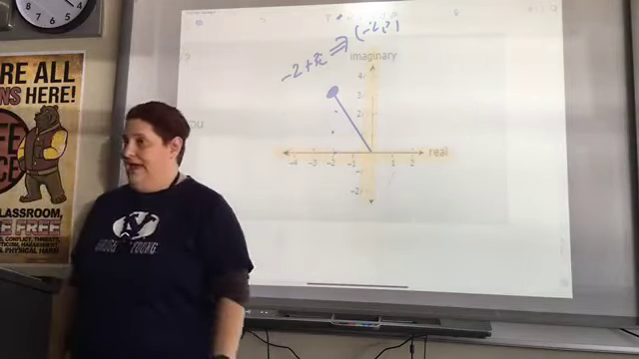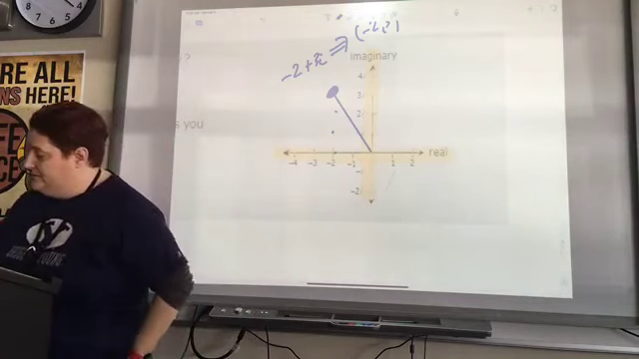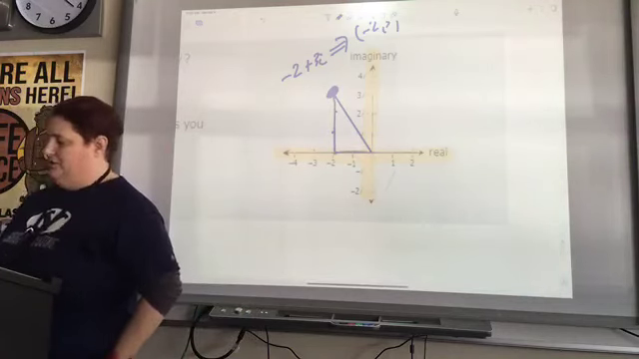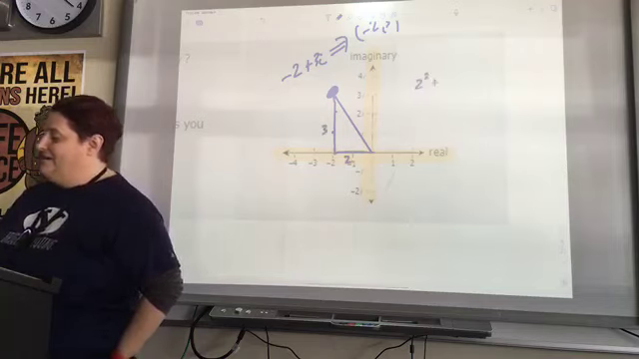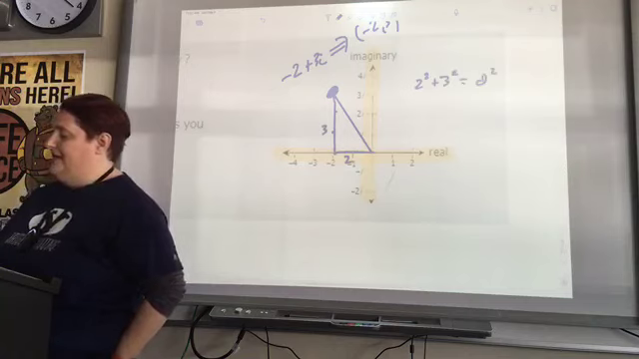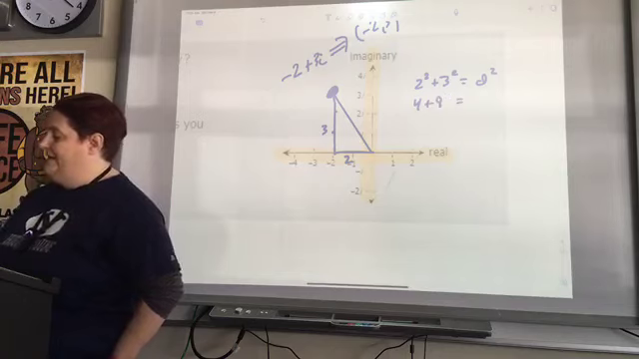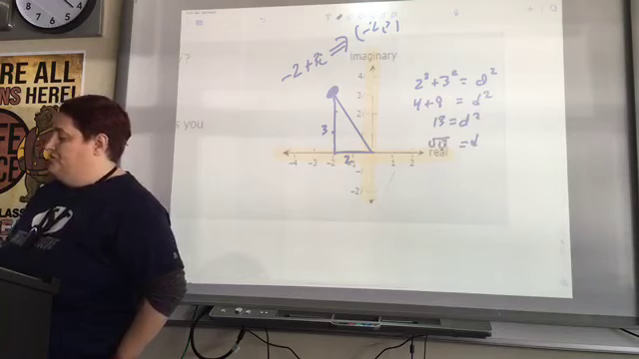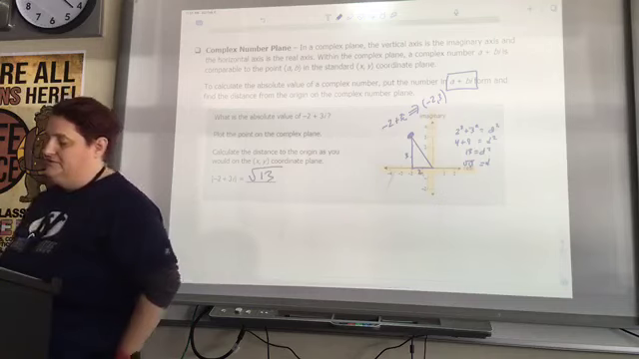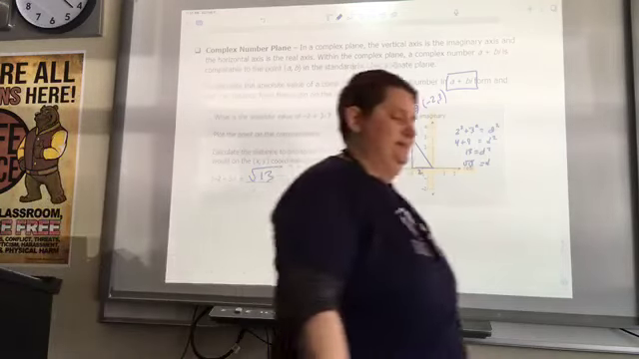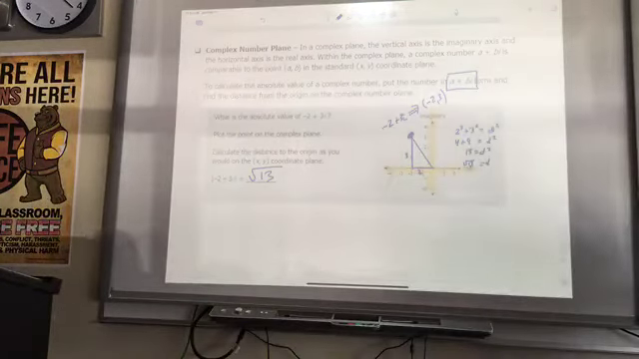And how can I find out how far that is? Well, could we make a triangle and do a little Pythagorean theorem? So a squared plus b squared equals that distance squared. So 4 plus 9 is distance squared. So it's the square root of 13. So if you said to me, hey, what's the absolute value of negative 2 plus 3i? I could be like, oh, it's the square root of 13. That's so cool. But it's because it's the distance from 0, right? Do you want to see something even cooler?